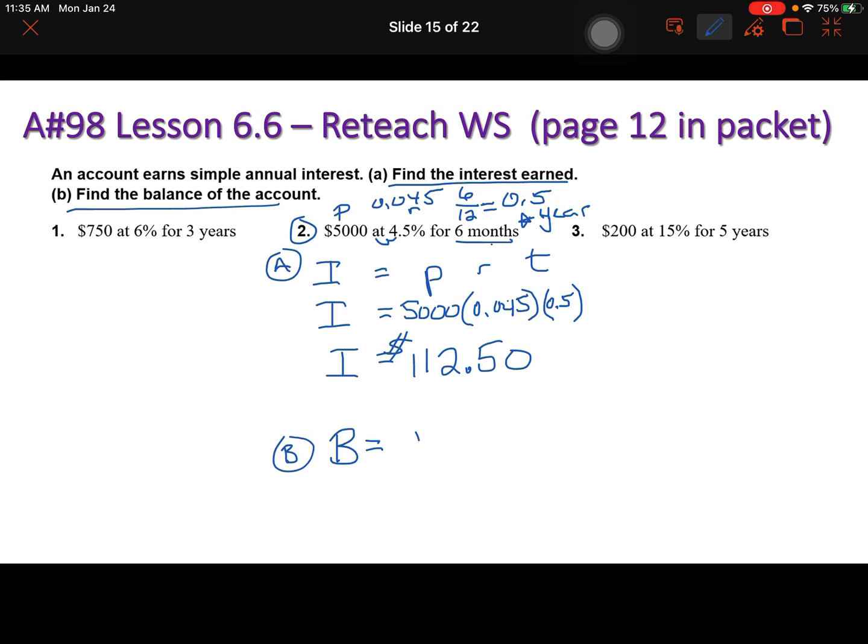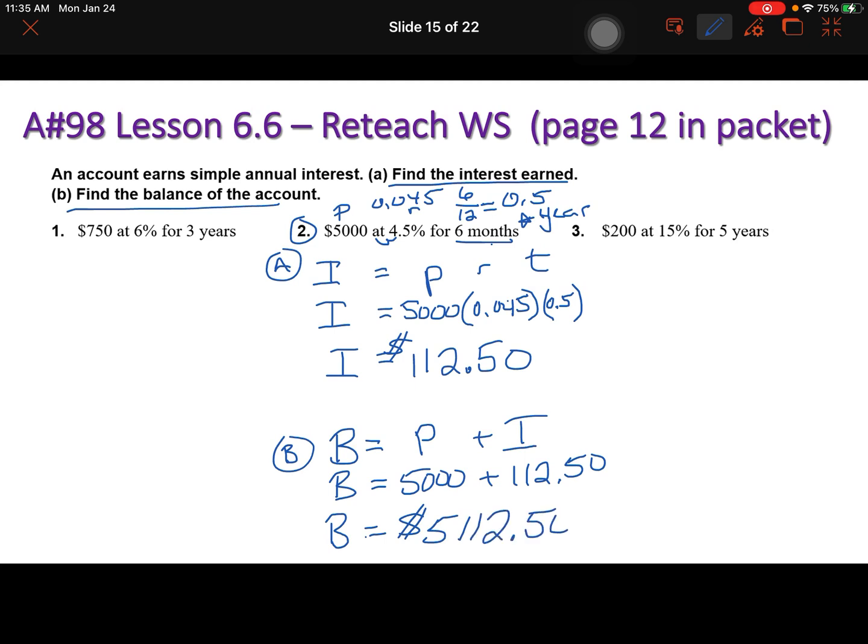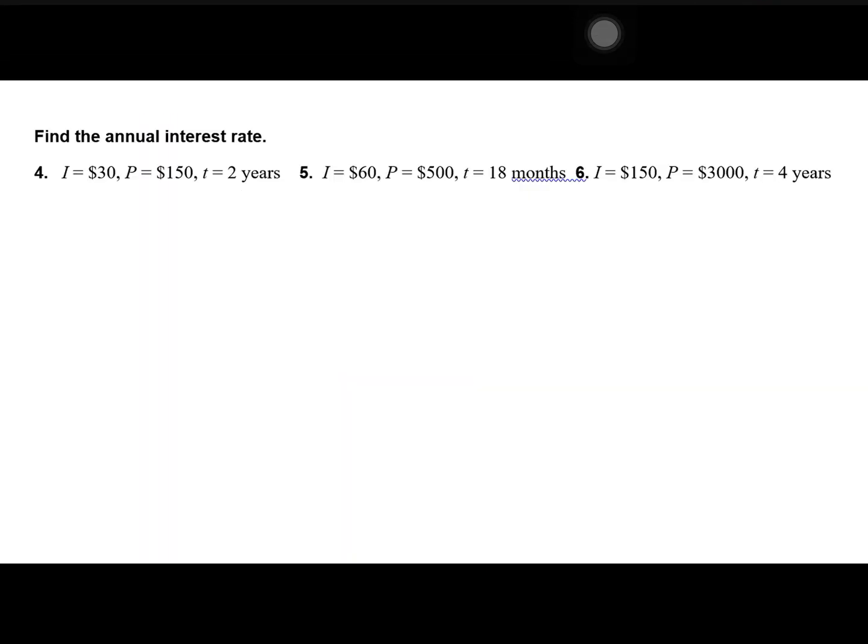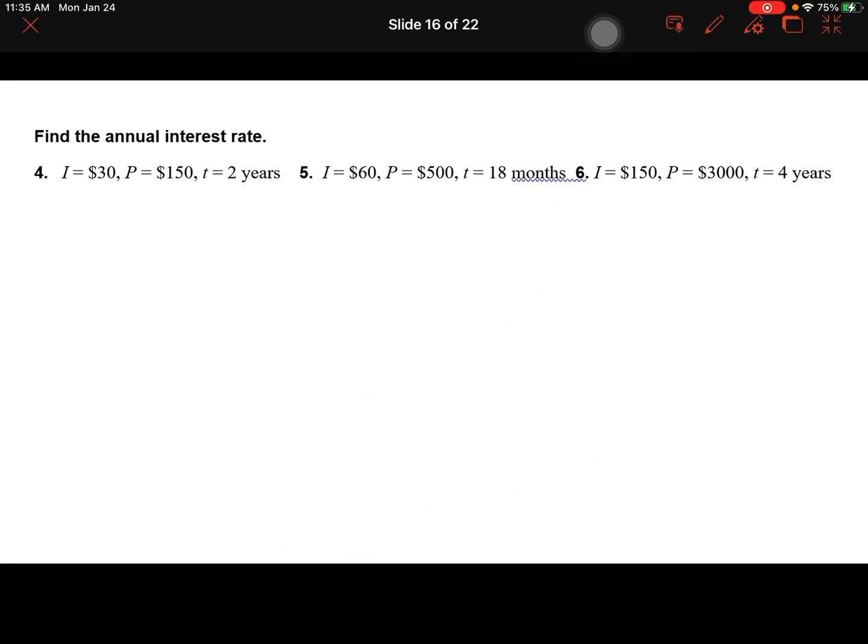Part B now says find the balance. Well, the balance is equal to the principal plus your interest. Well, our original investment was $5,000, and then our interest was $112.50. And so our balance would then be $5,112.50. So there are our 2 answers. Your job is to finish those 2 questions next to it. As you look at these, I'm going to help you set up, but I am not going to do them. I want to stress with you, hint, hint.